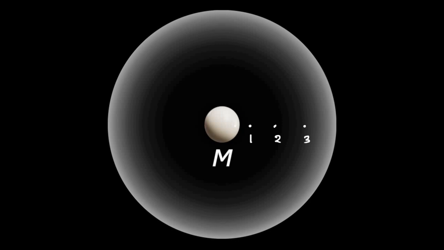So the gravitational field intensity will be maximum at 1, slightly less at 2, and even less at 3. So I1 is greater than I2, which is greater than I3. I1 is the largest and I3 the smallest, because point 1 is closer to M and point 3 is far away from M. So as we move away from it, the gravitational field intensity decreases. As we move towards it, it increases.